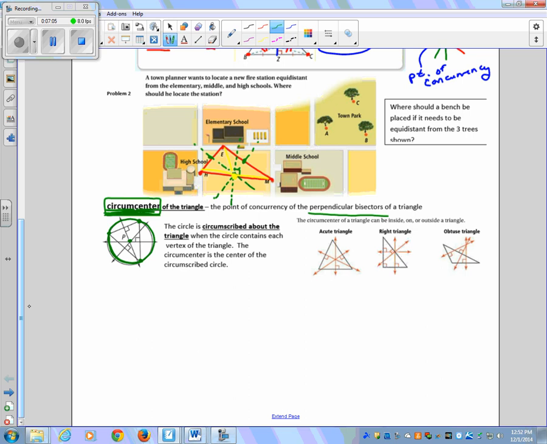So there's 2 ways of thinking about this. If you have a triangle and you create a circle that passes through all of the 3 vertices of the triangle, you have to have the circle go through those points. Then that is called the circumscribed circle.